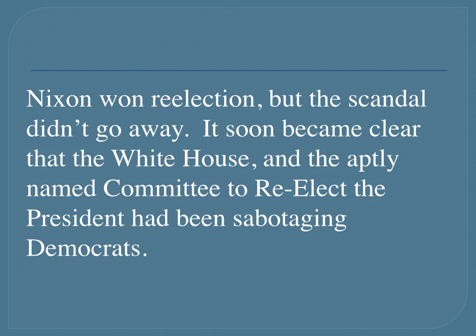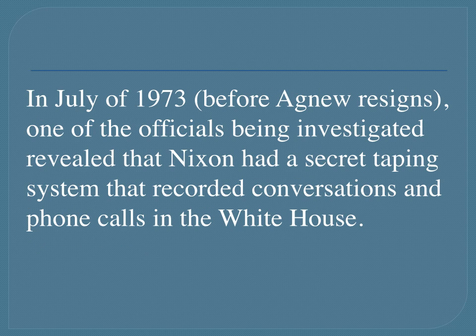Nixon won re-election, but the scandal didn't go away. It soon became clear that the White House and the aptly named Committee to Re-elect the President, or CREEP, had been sabotaging the Democrats. In July of 1973, before Agnew resigns, one of the officials being investigated revealed that Nixon had a secret taping system that recorded conversations and phone calls in the White House.